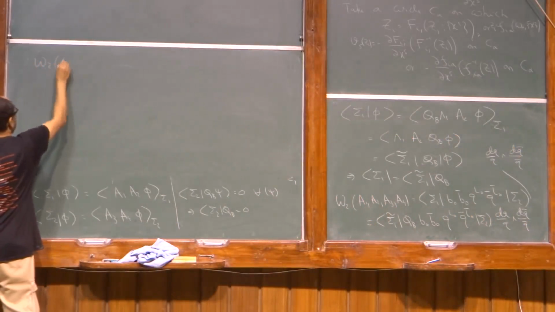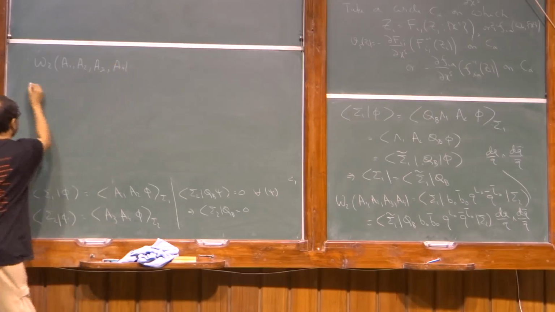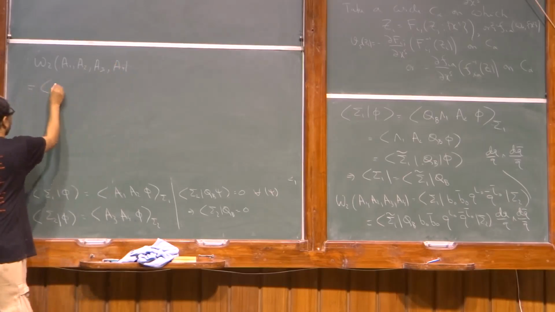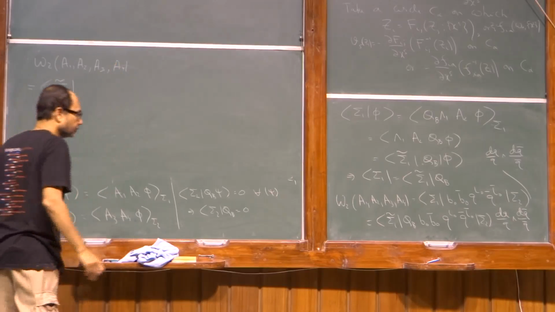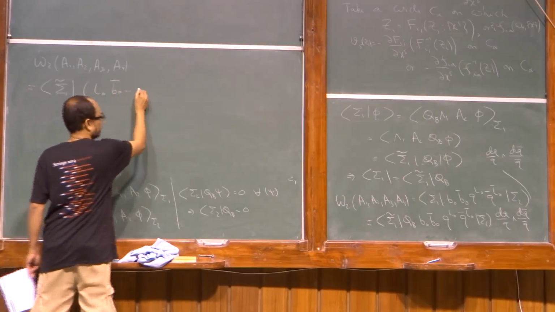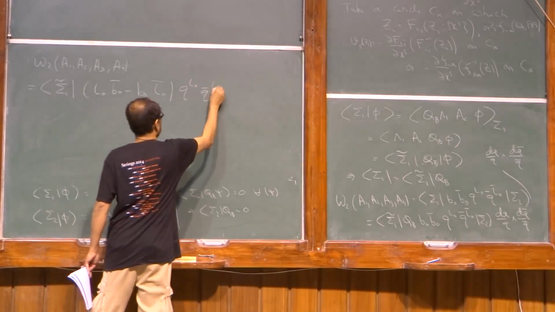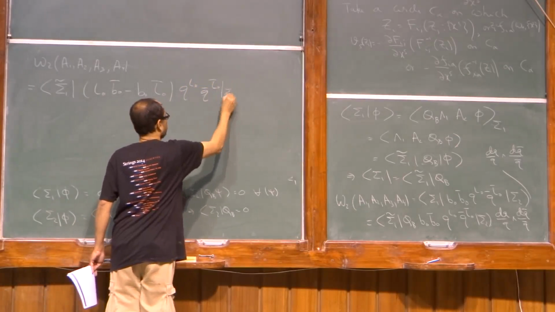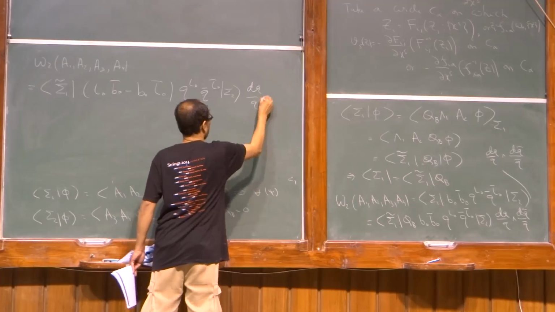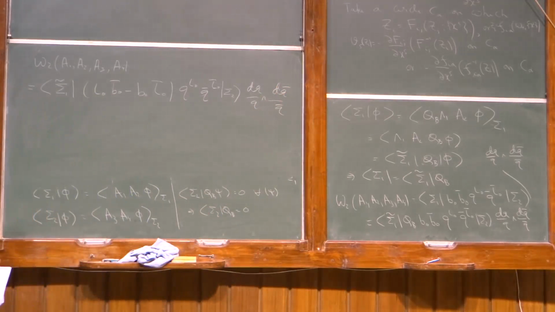So this gives you omega 2 of A1 A2 A3 A4 as sigma 1 tilde, by what QB does, L0 B0 part minus B0 L0 bar, U to the L0, Q bar to the L0 bar, sigma 2, dq by q, L0 dq bar over q bar. This was the left hand side.